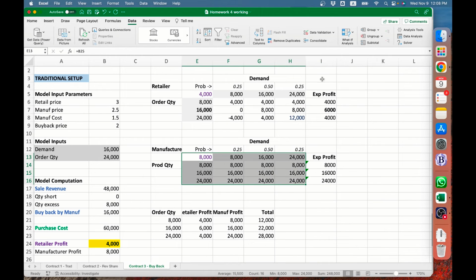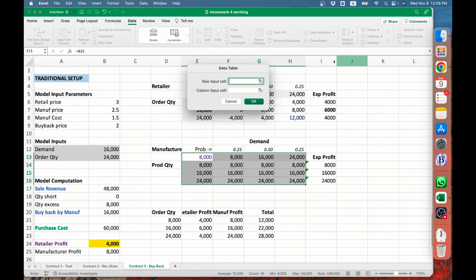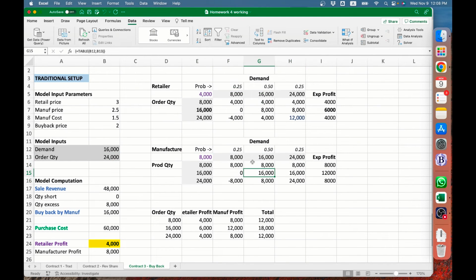Okay, let's do the same thing for the manufacturer. What-If Analysis, Data Table. Row has our demand, which needs to be plugged into this cell in our model. Column has our quantity, which needs to be plugged into this cell in our model. Voila, we have our profit. And the manufacturer's profit is maximized at this quantity as well.